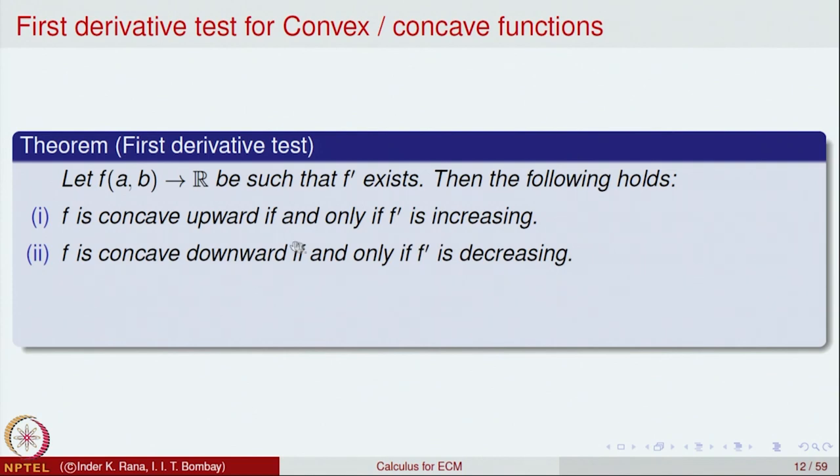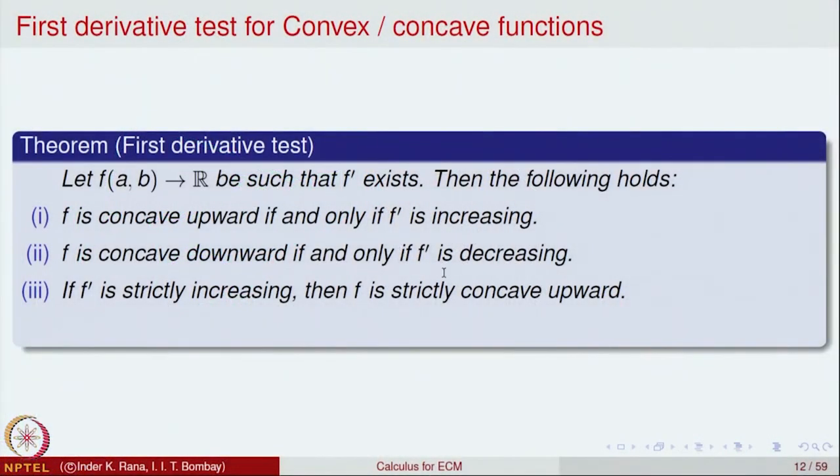The second condition is the opposite of this, namely, f is concave downward if and only if f dash, the derivative function, is a decreasing function. So again, it is an if and only if condition. So f is concave downward if and only if f dash is decreasing.